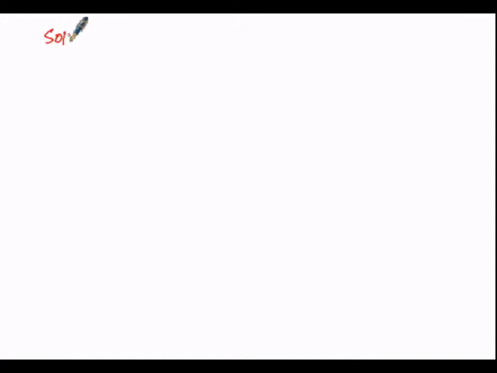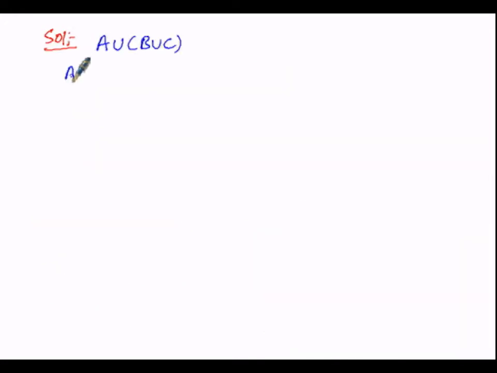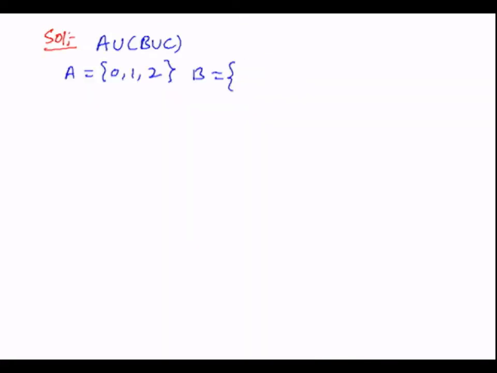Solution starts now. First one is A union of B union C. First of all let us write A equals 0, 1, 2. Then B elements are 1, 2, 3, 5 and C elements are 5, 6, 7.